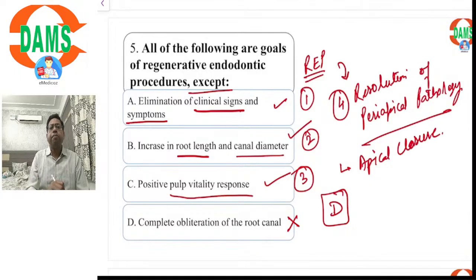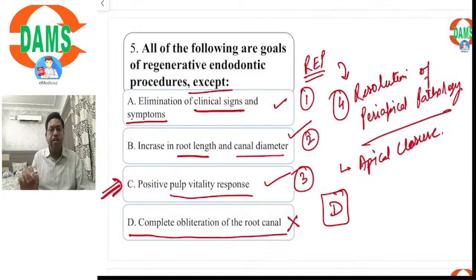In an immature pulpless tooth, whenever we attempt regenerative endodontic procedures, we aim to achieve these goals. And which is the most difficult or elusive goal? Positive pulp vitality response. This is most difficult to achieve, but definitely is one of the goals. Obliteration of the root canal is not the goal, so it would be the answer over here.